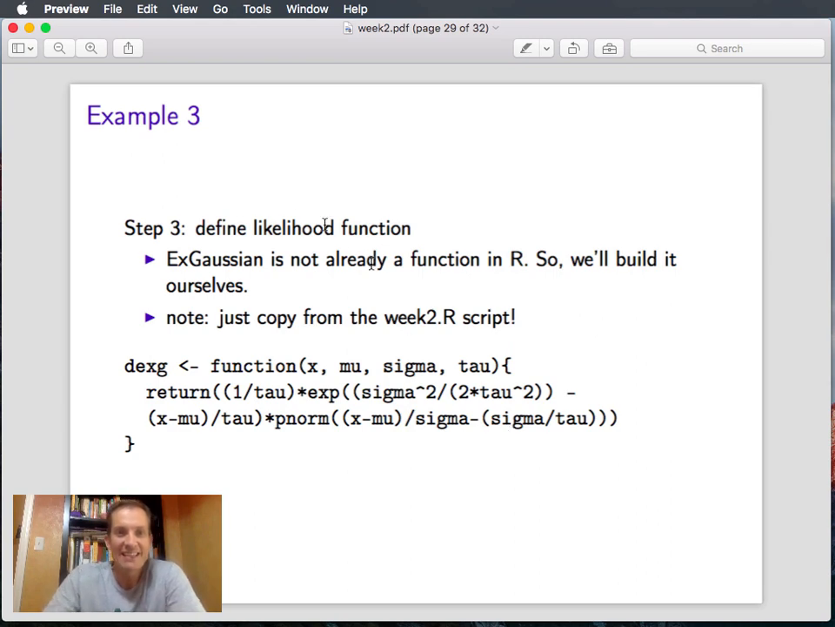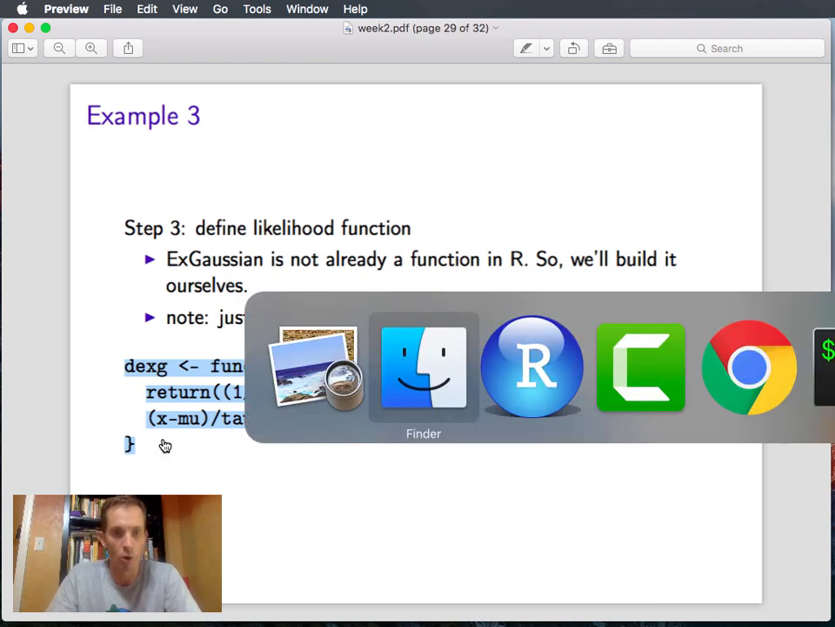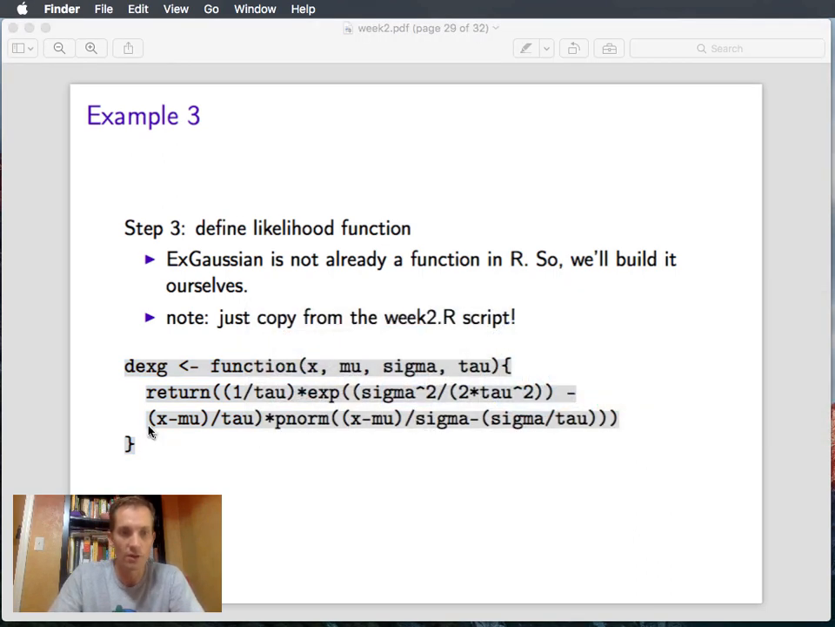The ex-Gaussian distribution is not already in R. You have to build it yourselves, okay? So again, the week 2 script has this already in. Don't try to type all this stuff from scratch. You'll just hopelessly miss a parenthesis somewhere. I have triple checked this one, so I'm pretty confident that it works. At least it empirically works every time I try it.